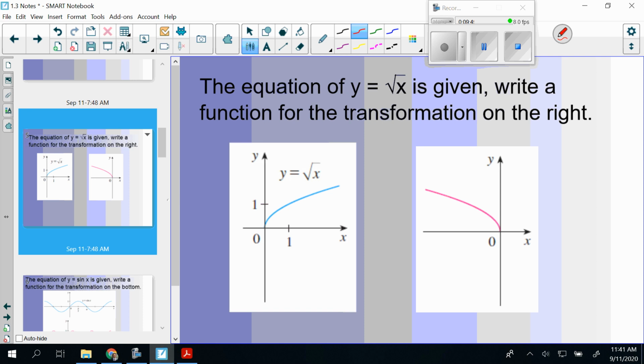Okay, next one. The equation of this graph over here is square root of x. On the right, what would that one be? I want you to pause the video and see if you can come up with the equation for this one on the right. All right, let's check it out. Looks like it got reflected over the y-axis. That's a reflection horizontally. That means the negative needs to go inside the function. So you should have had y equals square root of negative x.